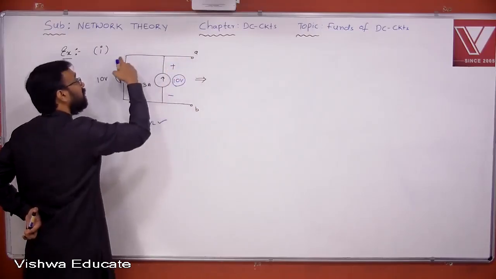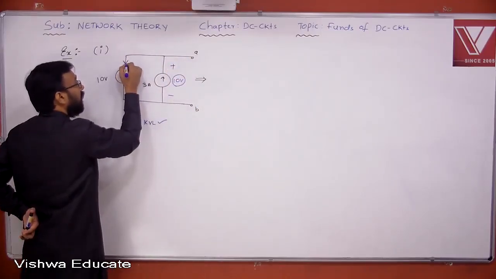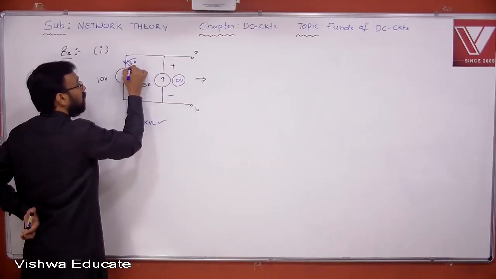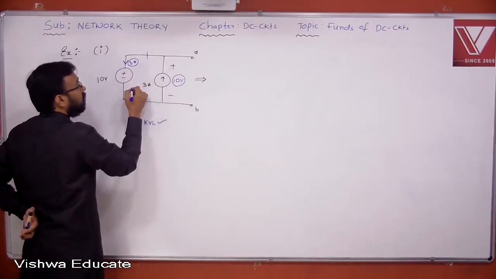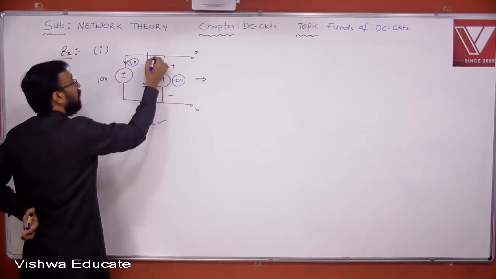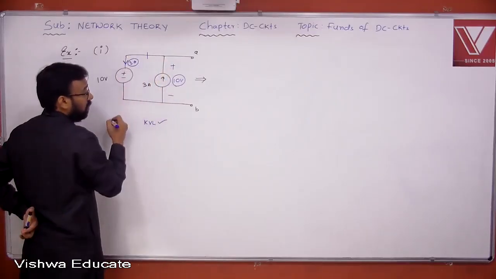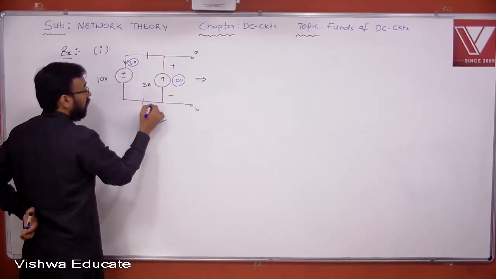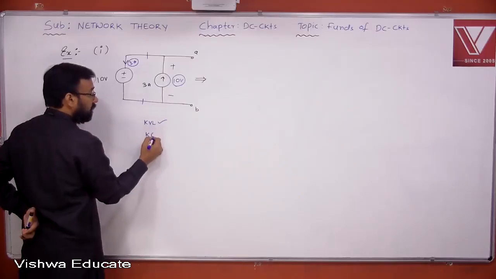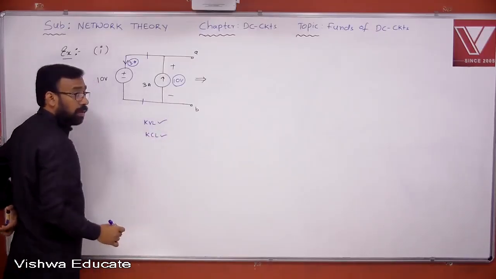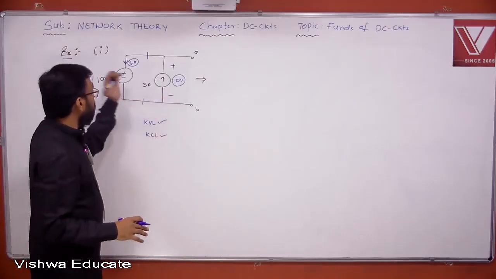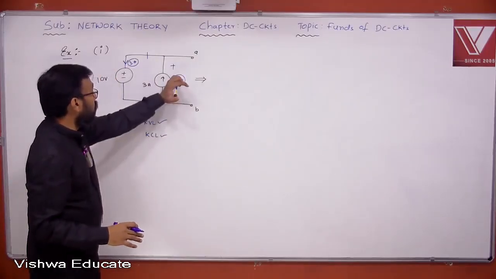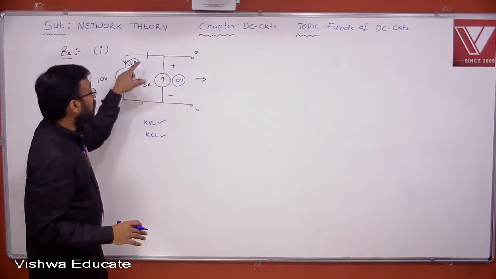Can you expect any current in this particular path? No. This entire current is passing here only. Therefore, the current flowing through this source is 3 amperes. If you apply Kirchhoff's current law at this node, 3 amperes entering, 3 amperes leaving. Here also, 3 amperes entering, 3 amperes leaving. That means KCL is also satisfied. In a different way, we can say that 10 volts will appear across this source in order to satisfy KVL.